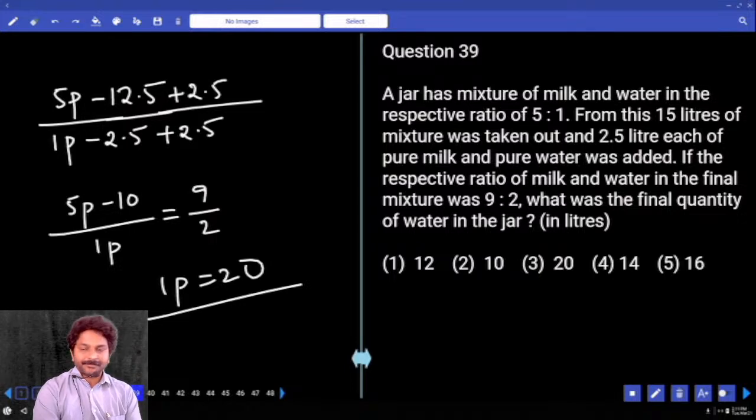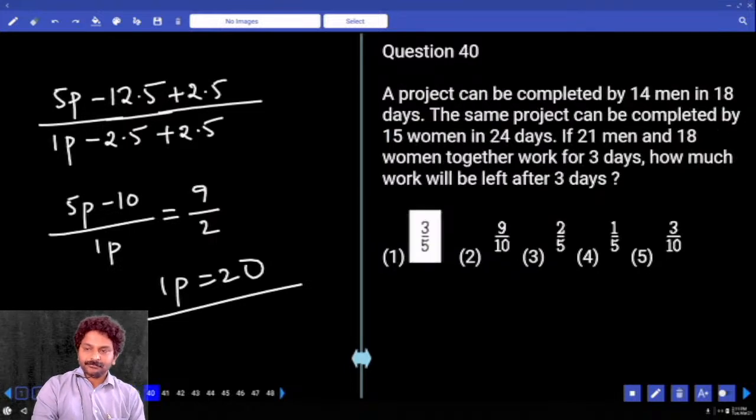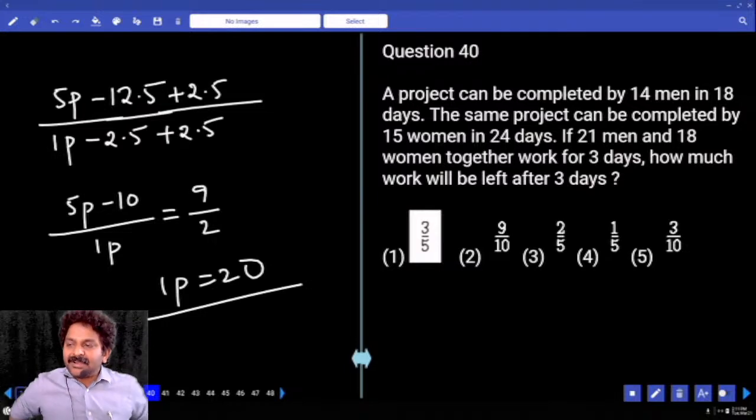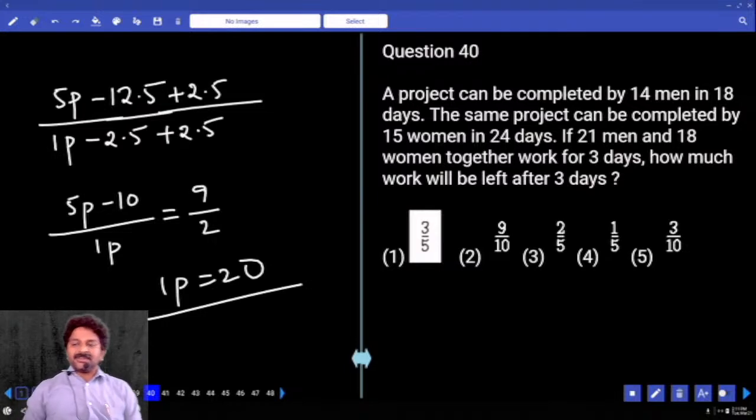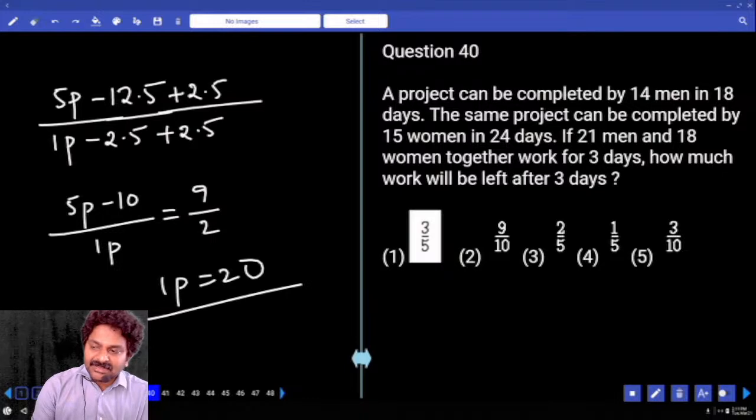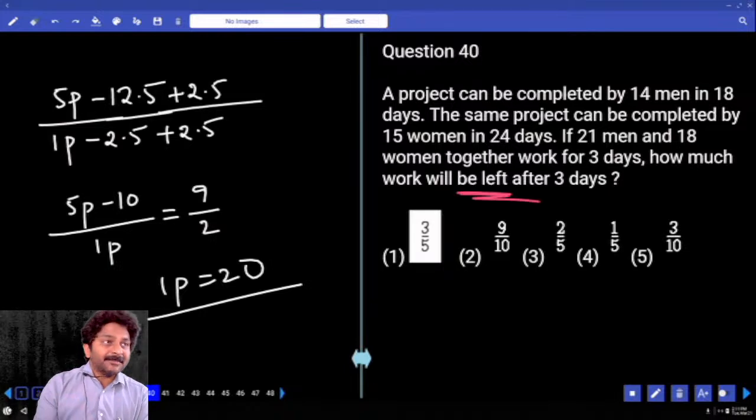Got it? A project can be completed by 14 men in 18 days. The same project can be completed by 15 women in 24 days. If 21 men and 18 women together work for 3 days, how much work will be left after 3 days? Left, in the sense of remaining.